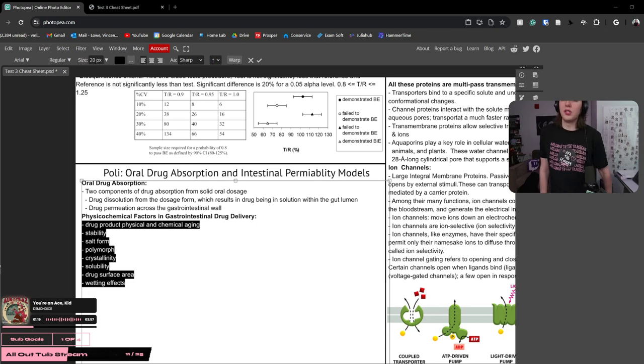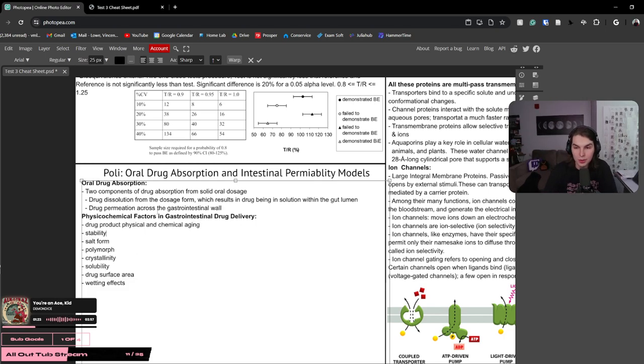So let's see. We're talking about drug product, physical and chemical aging, stability, salt. Stability is another really important one, actually, because some drugs have bonds that are extremely stable. If those bonds are too stable, they don't break down because it takes too much energy for the bonds to break apart. However, if they're too unstable, it's going to break down and be metabolized before it gets to the target site. So again, a lot of drug delivery is balancing acts.